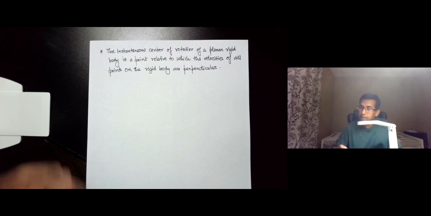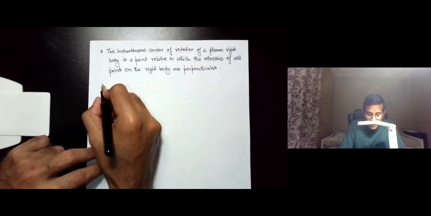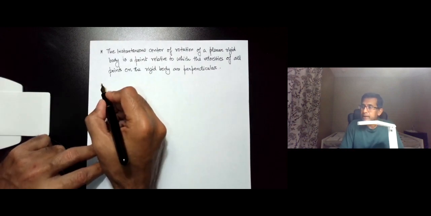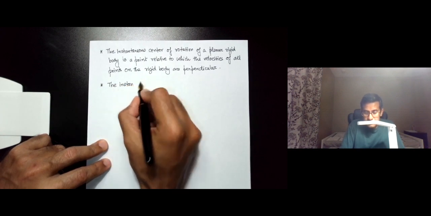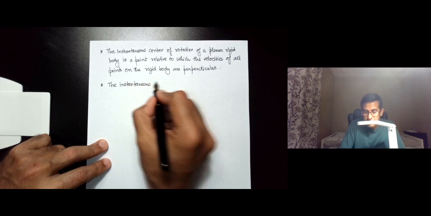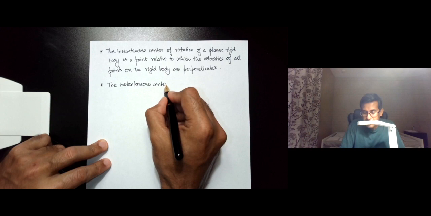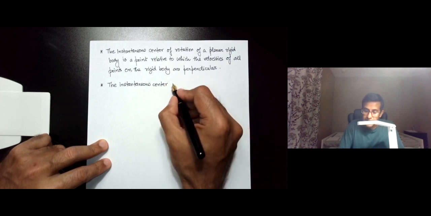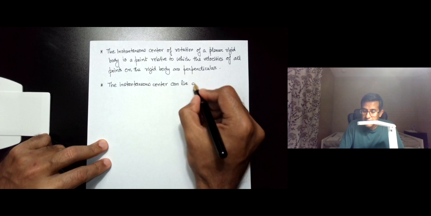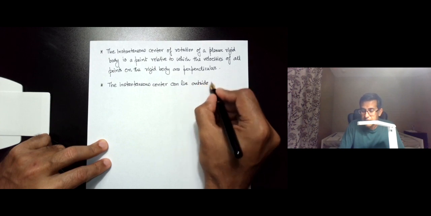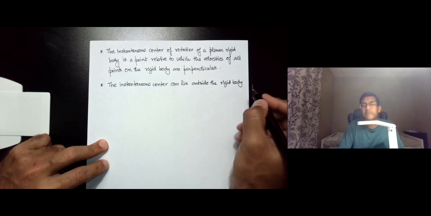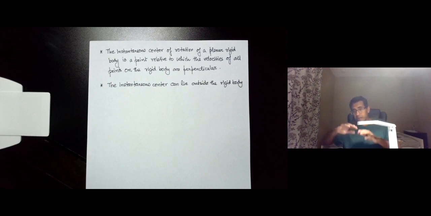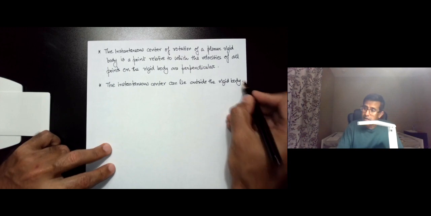We'll soon illustrate this. The second point that we'll make is that the instantaneous center can lie outside the rigid body. So it can be a hypothetical point which lies outside the physical confines of the dimensions of the rigid body.